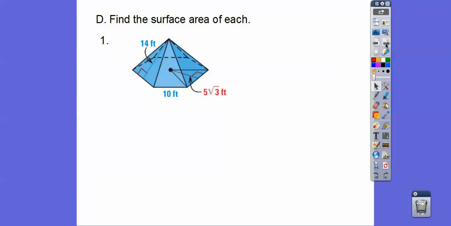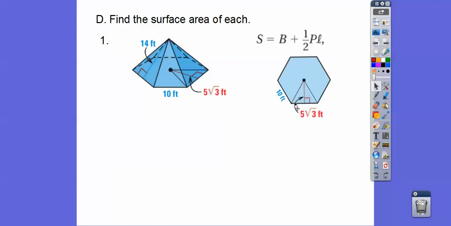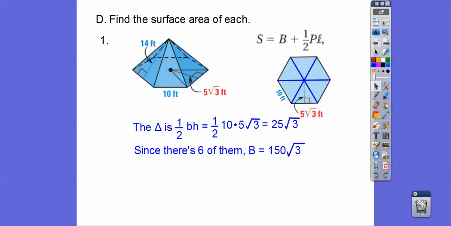Okay, so let's find the surface area of this guy. Let's find the area of the base. Okay, there's the base right there. Now since they give me the altitude right here, the area of this one triangle is 1/2 base times height. So 1/2 base times height, and I get 25 root 3. Now that's this guy right here. Since it's a hexagon, there's 6 of these triangles. So I'm going to multiply that by 6, and that tells me that the whole base is 150 root 3. Okay, so that's this part right here.